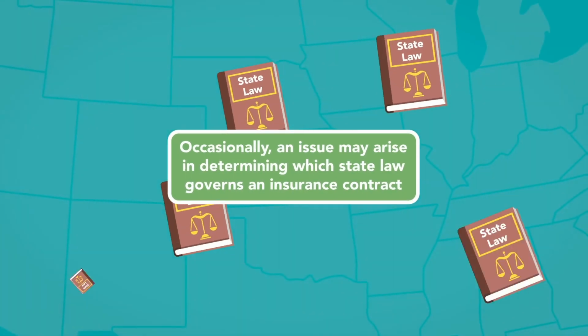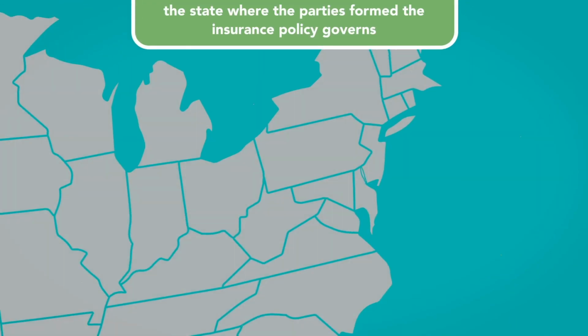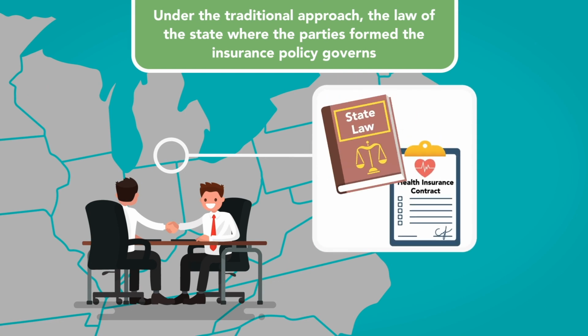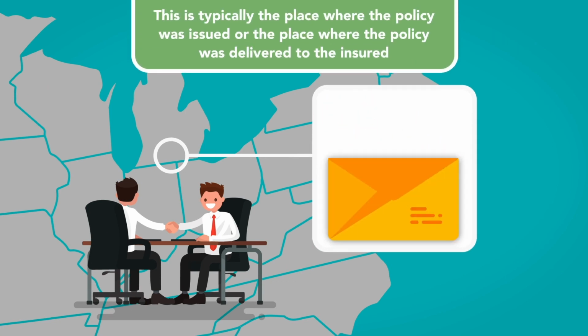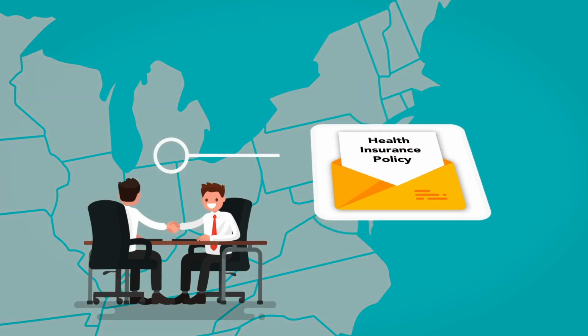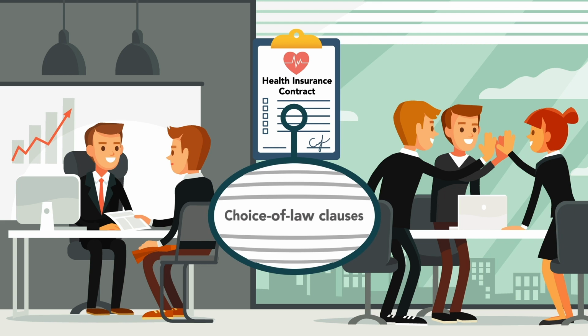Occasionally, an issue may arise in determining which state law governs an insurance contract. Under the traditional approach, the law of the state where the parties formed the insurance policy governs. This is typically the place where the policy was issued or the place where the policy was delivered to the insured. Today, most insurance companies follow the modern trend of contract law and include choice of law clauses in insurance contracts.